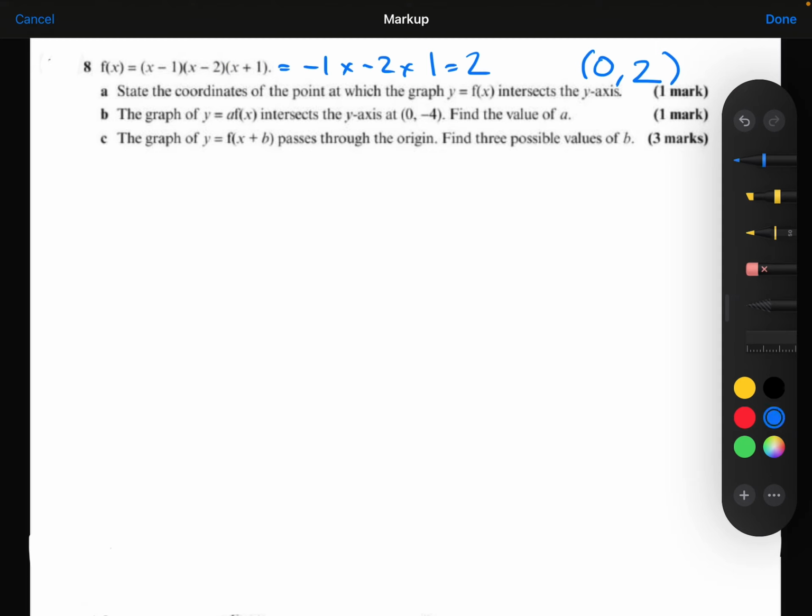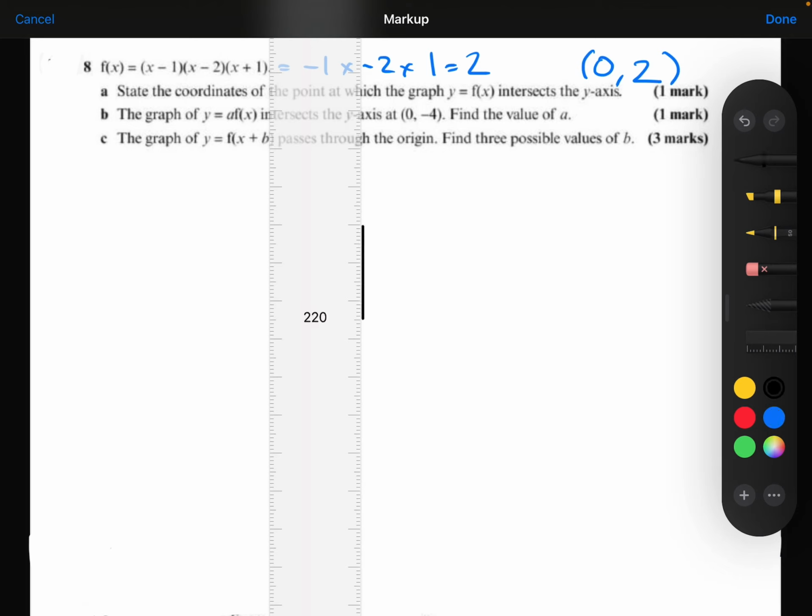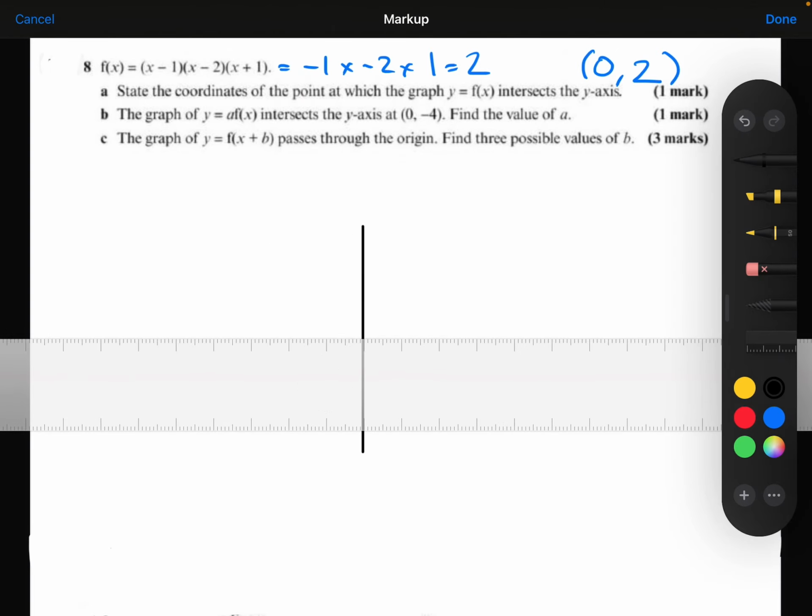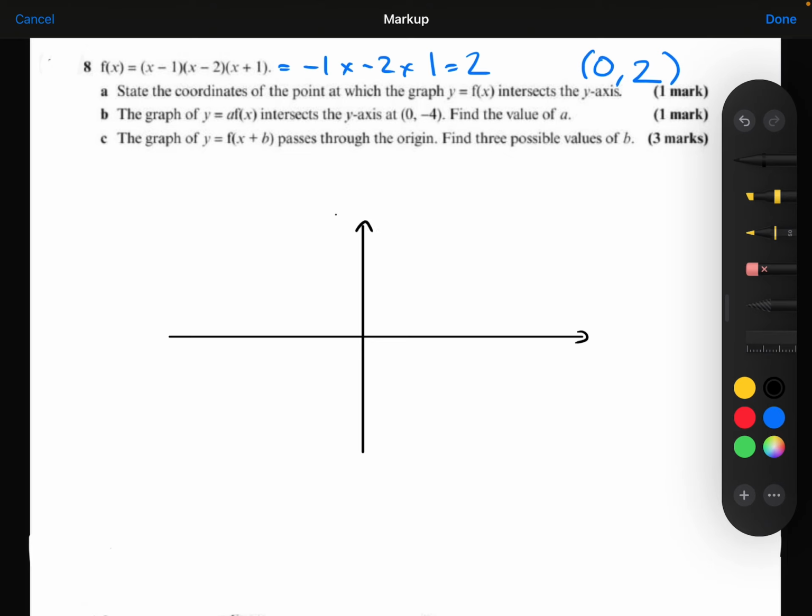The rest of this question is about graph transformations. So I'm going to draw out the f of x graph, which will help me explain parts B and C a little bit easier. So, set of axes. Okay, so we've just seen that f of x intersects the y-axis at the coordinate (0, 2), here.